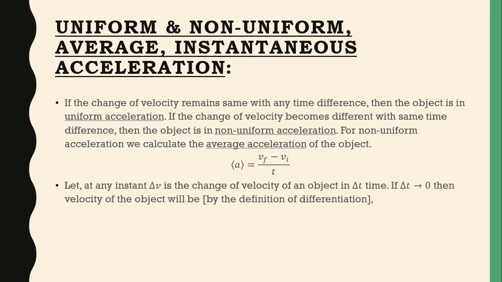Let at any instant del V be the change of velocity of an object in del t time. Here del t tends to 0, then the acceleration of the object will be a equals limit del t tends to 0 of del V by del t, equals dV/dt. We know that V equals ds/dt, so we can write d/dt of ds/dt, that is d2s/dt2. That means acceleration is the second order derivative of displacement.